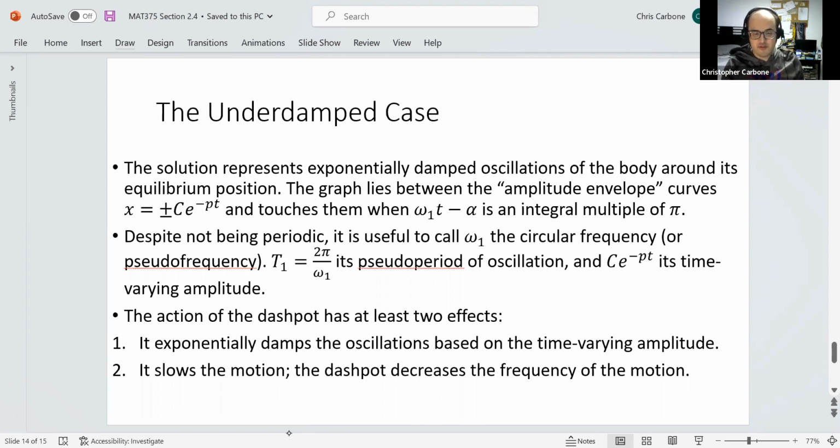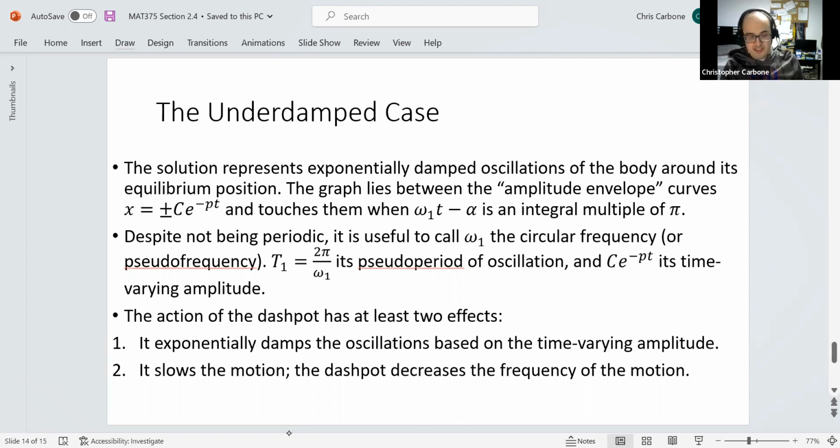This graph lies between the amplitude envelope curves x is equal to positive and negative c times e to the negative pt, and touches when omega sub 1 times t minus alpha is an integral multiple of pi. So despite not being periodic, it is useful to call omega sub 1 the circular frequency or pseudo frequency. T sub 1 is 2 pi over omega sub 1, the pseudo period of oscillation, and c times e to the negative pt is the time varying amplitude.